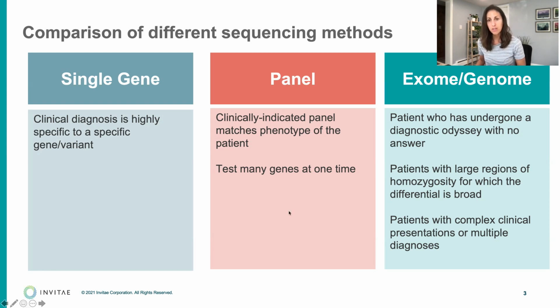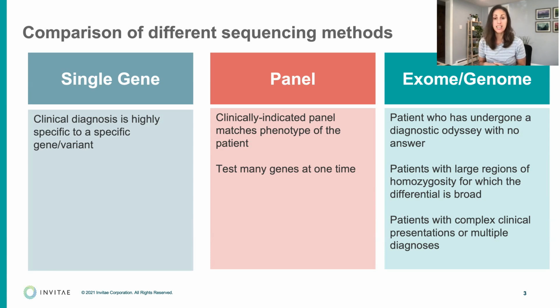More often we see a panel, which is essentially doing single gene testing for a lot of genes all together at once. This is great for when there's a clinically indicated panel that matches a phenotype. And this allows us to test many genes at one time instead of just one at a time and having to go back and test more and more and more.